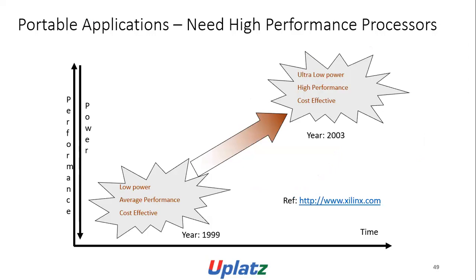Portable applications need high performance processors. We have shown time versus power and performance. Power increases, performance decreases. Power decreases, performance increases. So, low power, average performance, cost effective in 1999; in 2003, low power, high performance, cost effective. Reference is given from Xilinx.